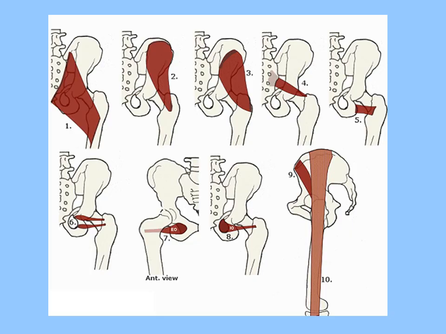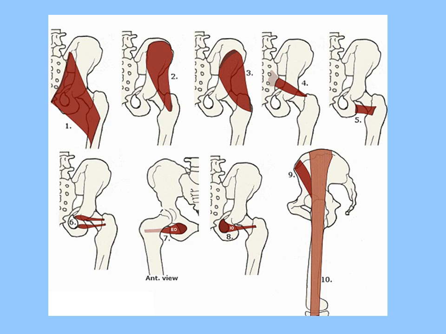Also included in the hip is muscle number 9, which is the tensor fascia lata, or TFL. I include the TFL in the muscles of the hip as it is innervated by the superior gluteal nerve.